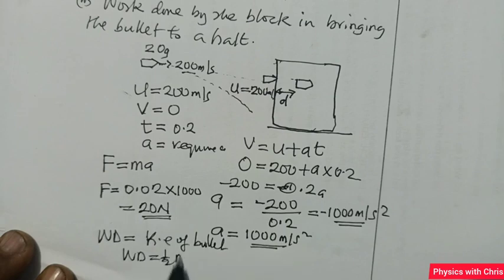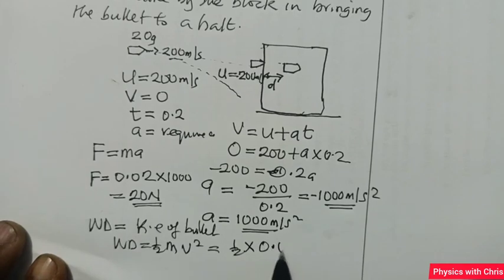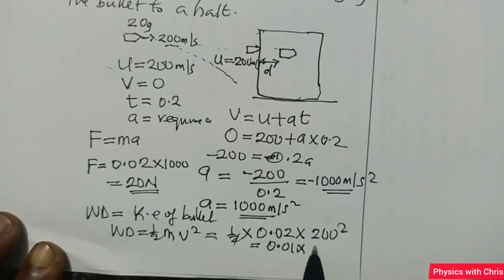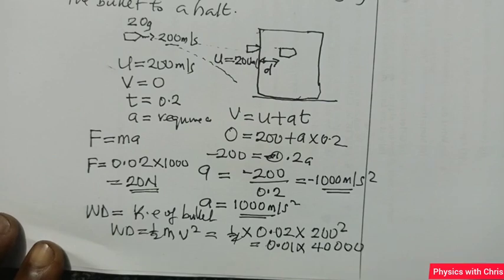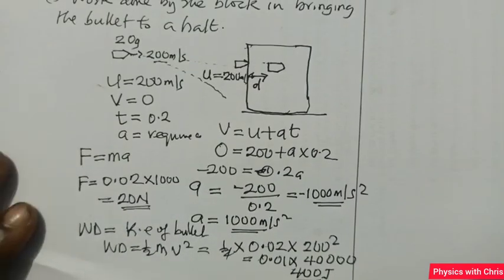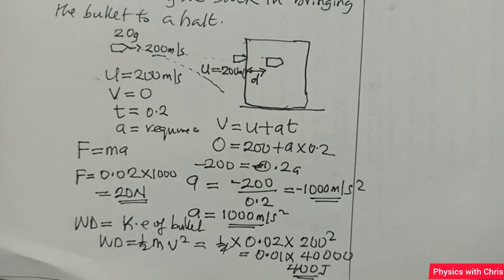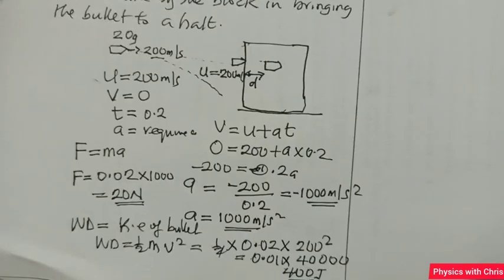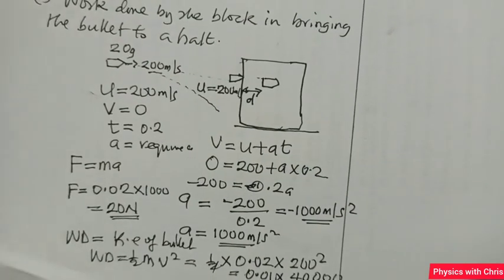That is half mv squared. So that gives me half times mass of the bullet 0.02 times the speed, which is 200 squared. This cancels this, 0.01 times 200 squared, that is 40,000. So multiply that and it gives you 400 joules. So this is the work done by the block in bringing the bullet to a halt, in stopping the bullet, in decelerating the bullet while it moves through the block. Okay, I'm sure this is very clear.